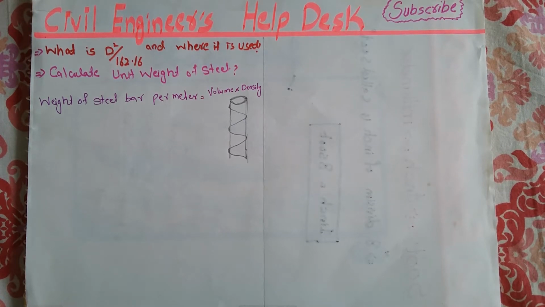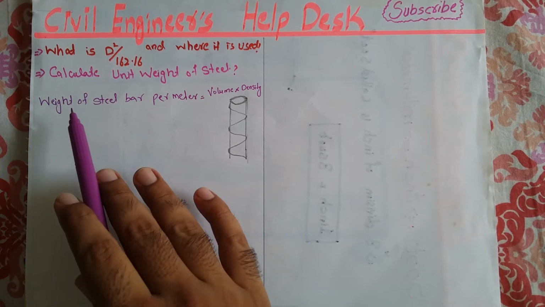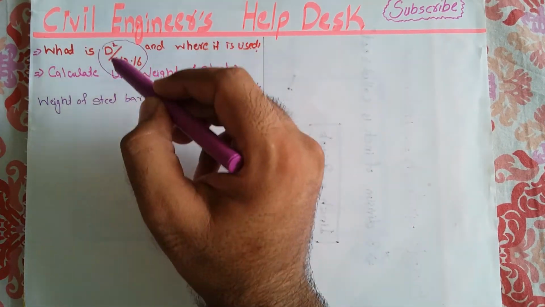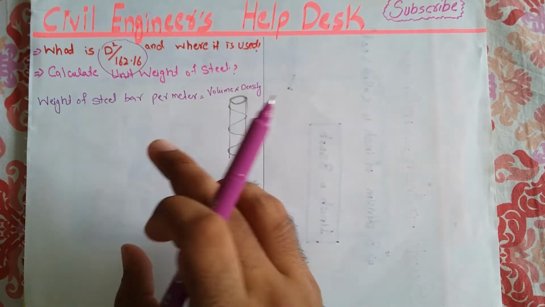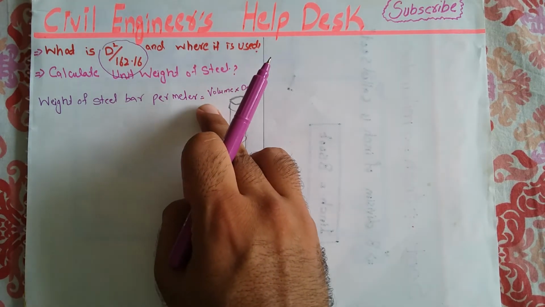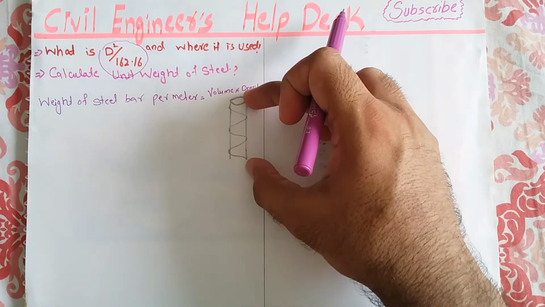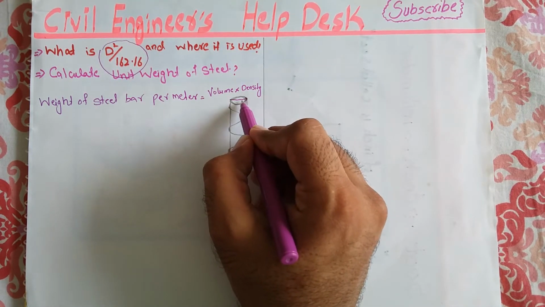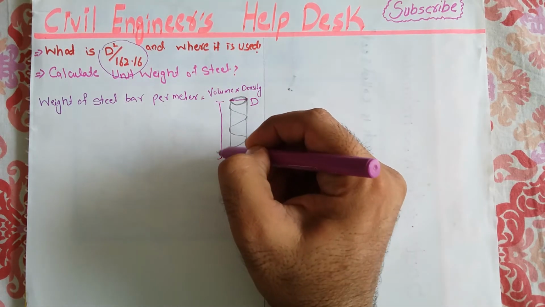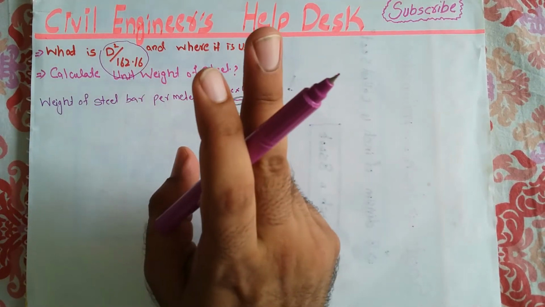Viewers, before studying our topic, remember this formula. First of all we will derive d square by 162.16. For this derivation you must remember this formula: weight of steel bar per meter is equal to volume of steel bar multiplied by density of steel bar. First of all, we have a steel bar whose diameter is represented by d and whose length is 1 meter, because we are working for per meter. We will derive it for 1 meter.